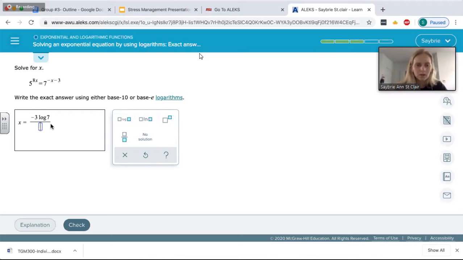That was negative 3 log 7 over log 7 plus 8 log 5. There you go.